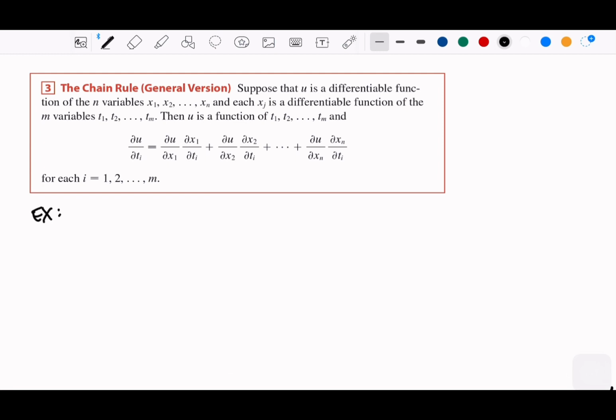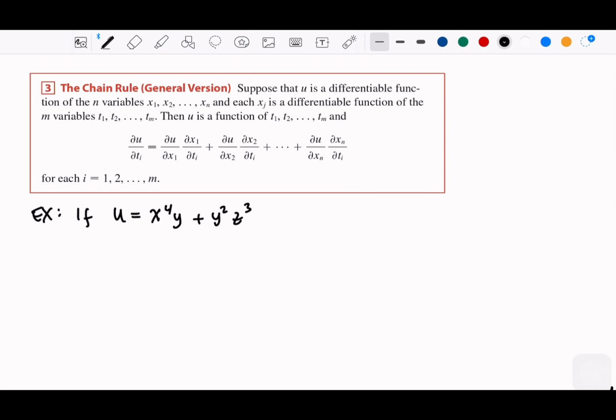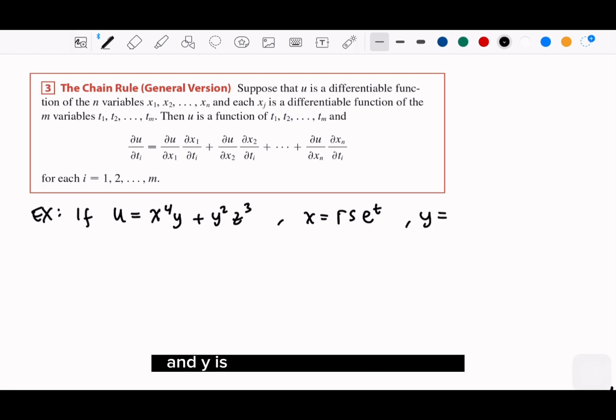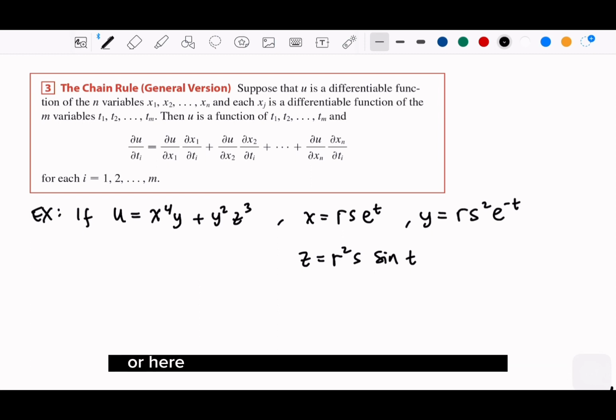So for example, if you have u equals x to the power of 4 y plus y squared z cubed, x is r s e to the power of t, and then y is r s squared e to the power of negative t, and z is r squared s sine t. So at the very bottom you have three variables r, s, t.